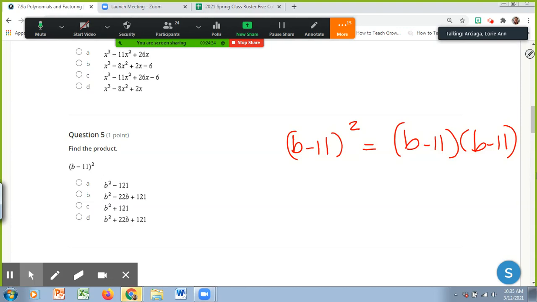Okay, so another way, instead of doing the box method, is to do your rainbow method, yeah? For example, b times b, make a rainbow, that's b squared. And then b times 11 is going to be negative 11b. And then now do it again here. Negative 11 times b will become negative 11b. And negative 11 times negative 11 will be positive 121, right?